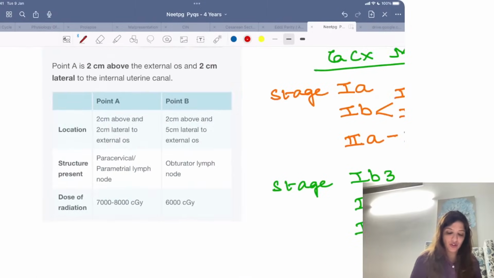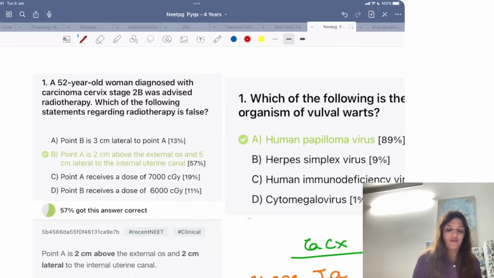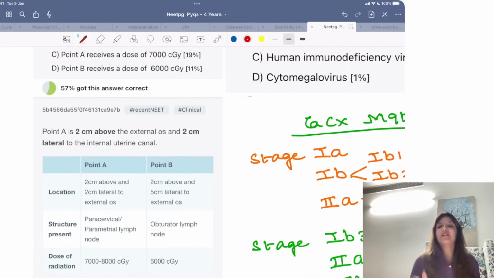Now, 2 questions on cancer cervix, and that completes your discussion for today. A 52-year-old woman diagnosed with cancer cervix stage 2B was advised radiotherapy. Which of the following statements regarding radiotherapy is false? Now, they are talking about point A and point B. Now, when you do radiotherapy, there are 2 points, point A and point B.